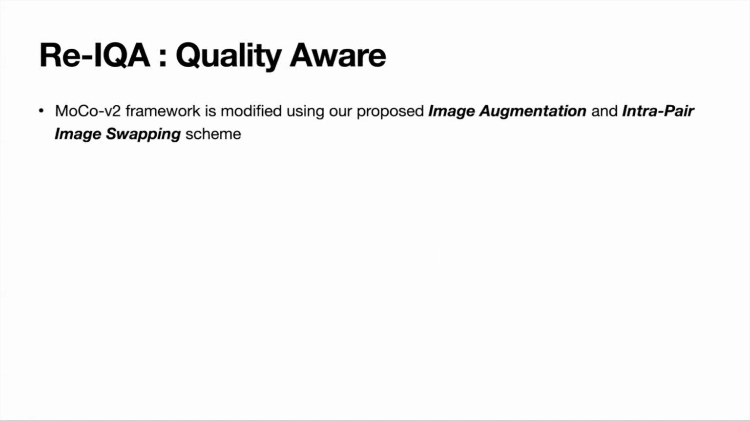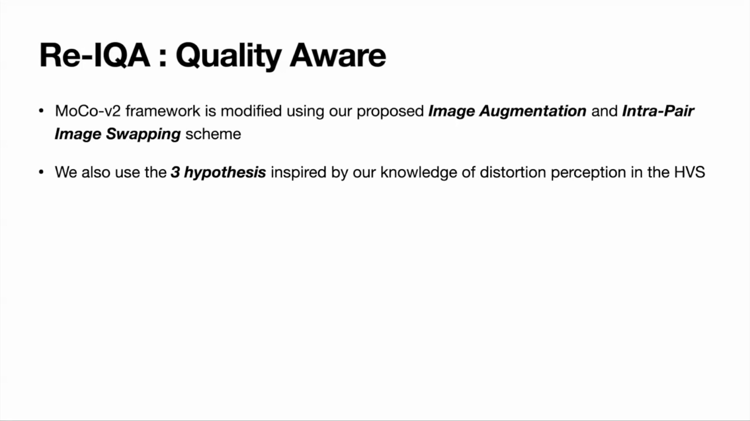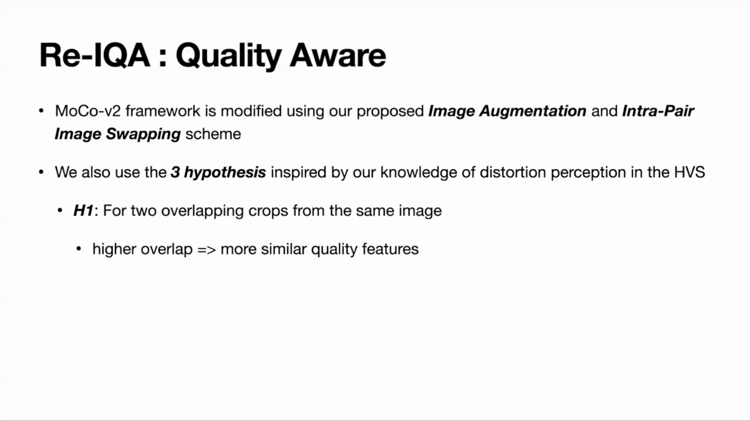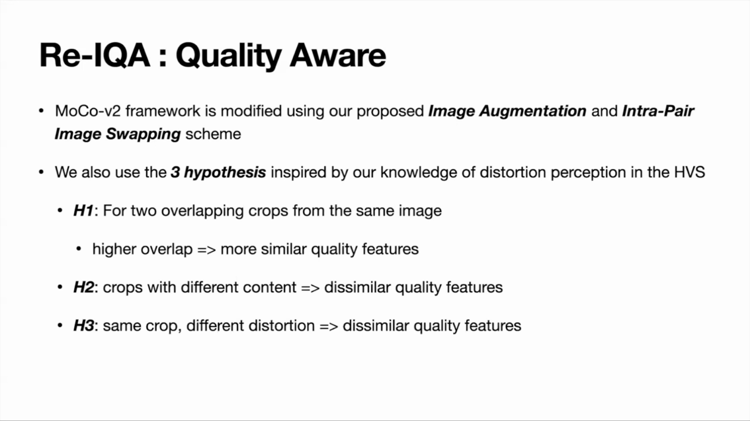To train the quality-aware expert, we modify the MoCo V2 framework using our proposed image augmentation and intra-pair image swapping scheme. Based on our first hypothesis, two overlapping crops from the same image must have similar features, depending on the minimum and maximum bounds of overlap. Crops from different images are marked different, independent of their distortion type. Crops with different distortions, augmentation, are marked different, independent of the crop locations.